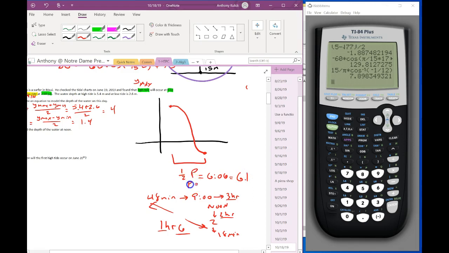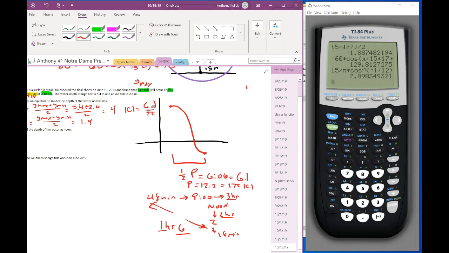So I know that one period then is 12.2, which is equal to 2 pi over c. When I divide both sides, I get that the absolute value of c is 6.1 divided by pi. Everybody okay with that? All right.